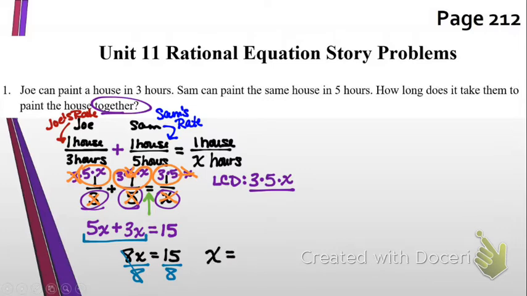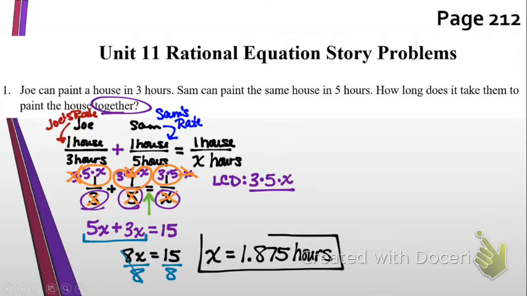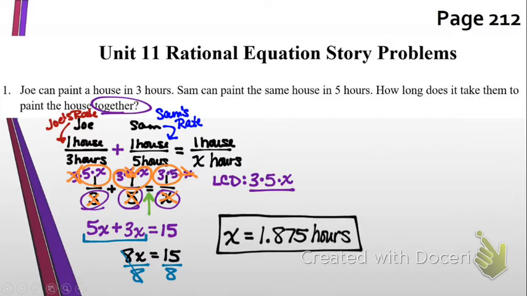X is equal to 1 point what? Grab your calculators for me. 1 point 875. Do we have units with that? Hours. Beautiful. 1.875 hours.